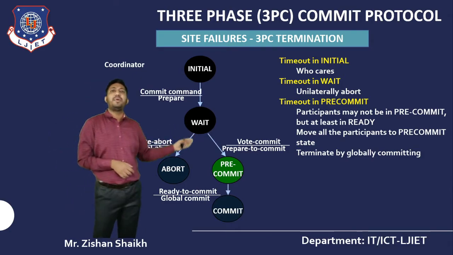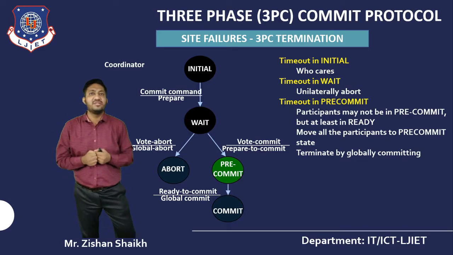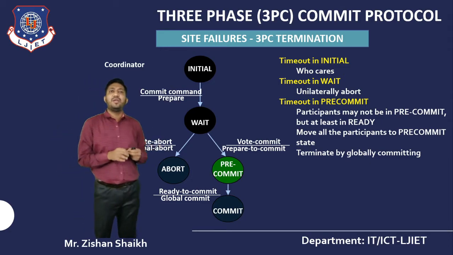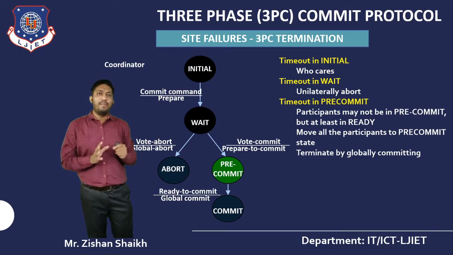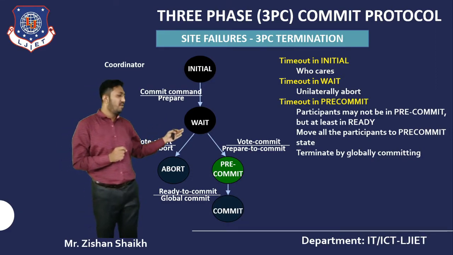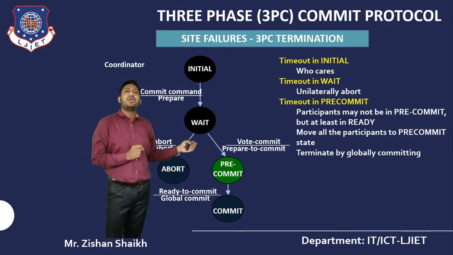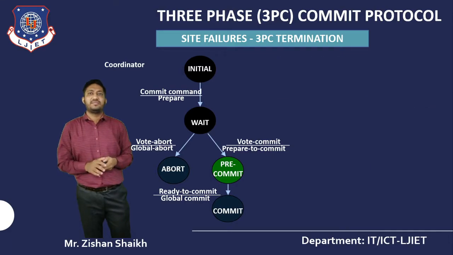Next is the timeout in the pre-commit state. So what is the pre-commit state? In the pre-commit state, we assure the participants that positive working is there in future. Participants may not be pre-committed here, but at least they are in the ready state right now. So move all the participants to the pre-commit state, because they are getting the positive acknowledgement from the coordinator. Then terminate globally with the help of the global commit message.